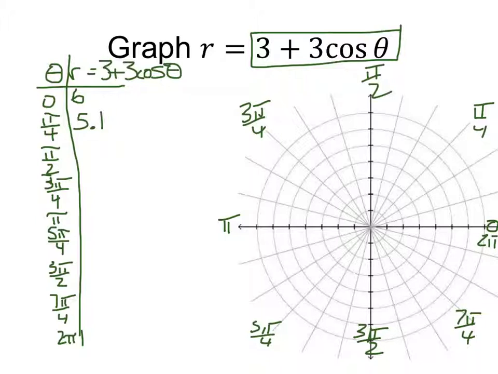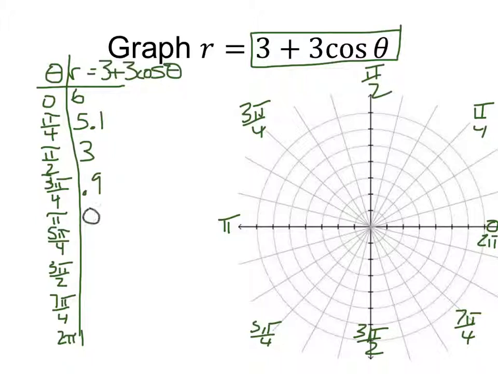Do the same thing for pi over 2. You don't necessarily need a calculator for that one because the cosine of pi over 2 is 0, and 0 times 3 is 0. But if I add 3 to that, I'm going to end up with 3. For 3 pi over 4, plug that into my calculator, I get 0.9.